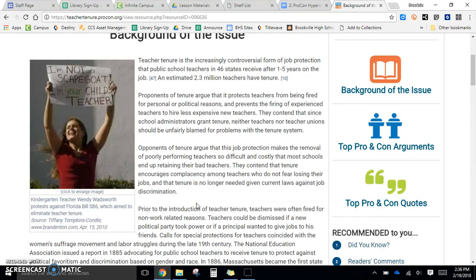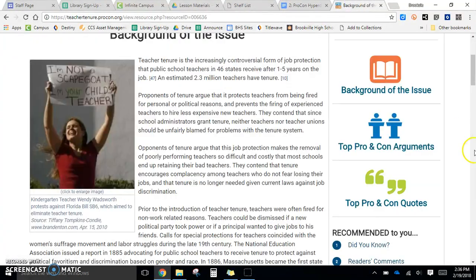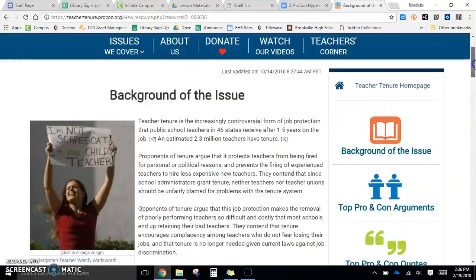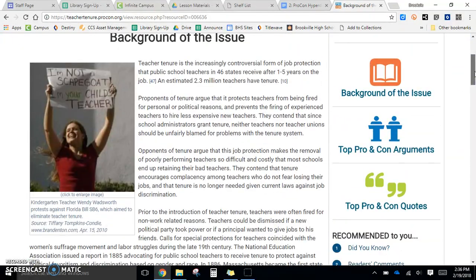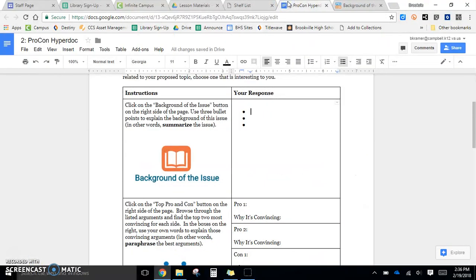Okay, so now that I've read this article, I'm ready to summarize, which is one of the 3 types of research notes that we're going to be practicing. Summarizing is taking this whole long article and boiling it down to its 3 main points. So the first main point that I think this article makes is it explains what tenure actually is.